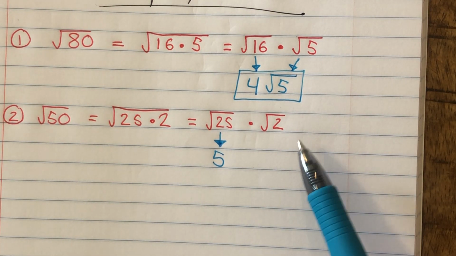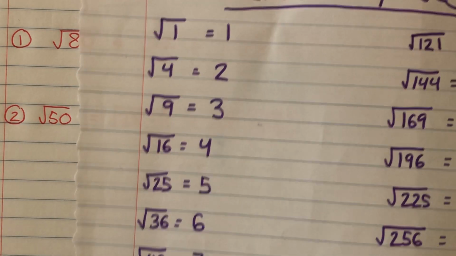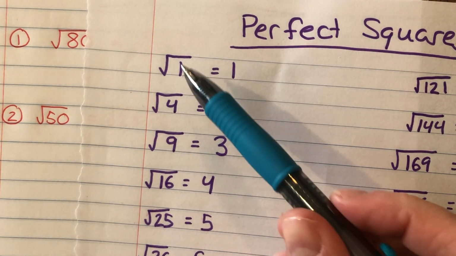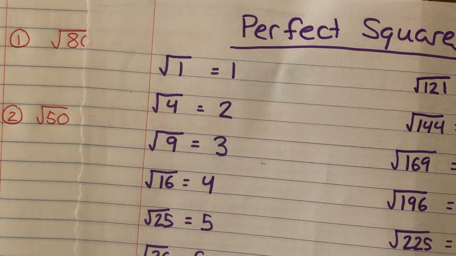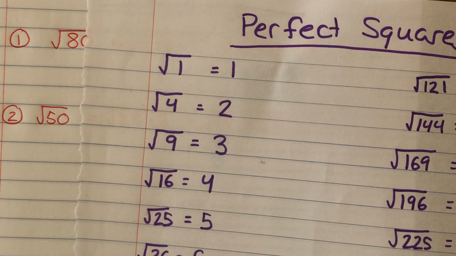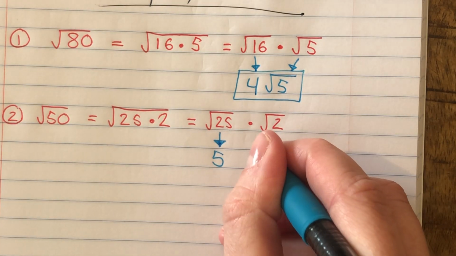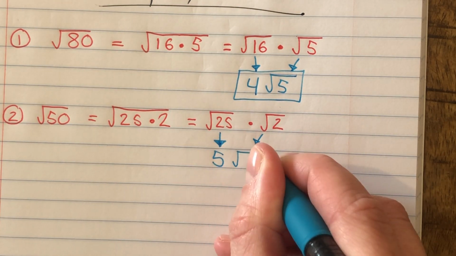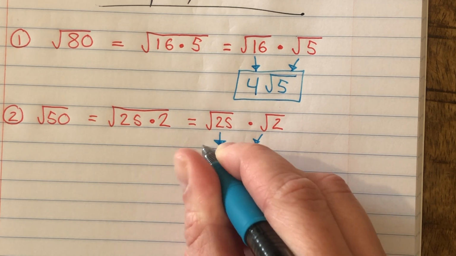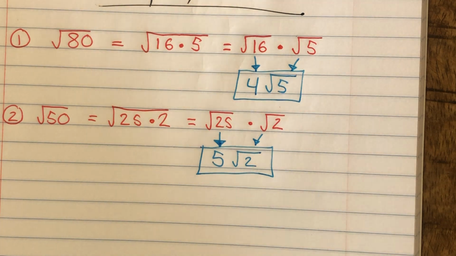And now I can look at that root 2 and decide, is it divisible by a perfect square other than 1? And we can see that other than 1, there's no perfect square that 2 would be divisible by, because our next one is 4, and 4 is already much larger than 2. So it cannot be simplified, and therefore we rewrite it. And we can see that our answer to number 2 would be 5 root 2.